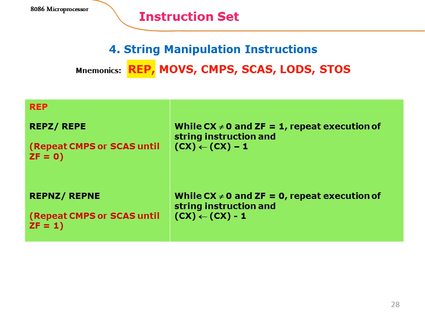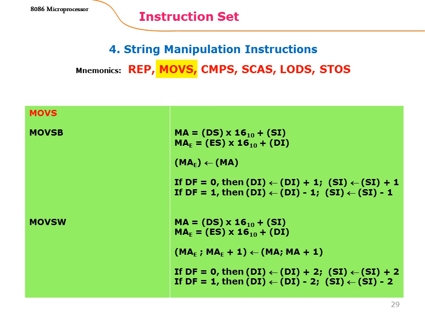REP, repeat if zero, repeat if equal. Repeat while CX is not equal to 0 and ZF is equal to 1, repeat the execution of an instruction and CX is decremented by 1. REPNZ, repeat if not equal. Repeat comparison: compare string and scan string until the zero flag is equal to 0.